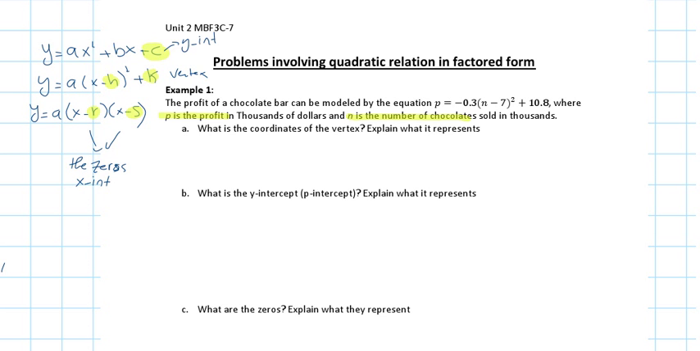Now, the first question is, what is the coordinate of the vertex, and explain what it represents. Can I find the vertex from this? What form did we say it's in? It's in vertex form, so I can find the vertex, right? What is the vertex? It's a point. Vertex is a point. 7, 10.8.